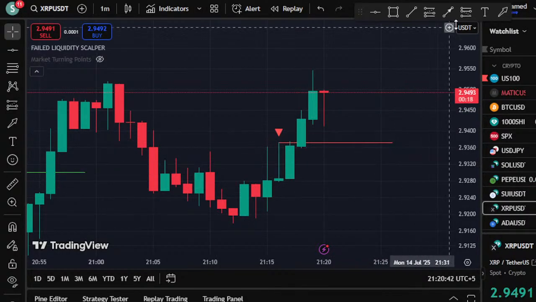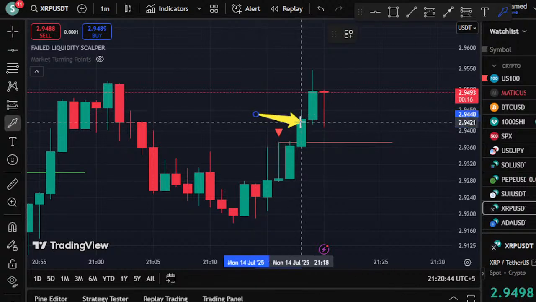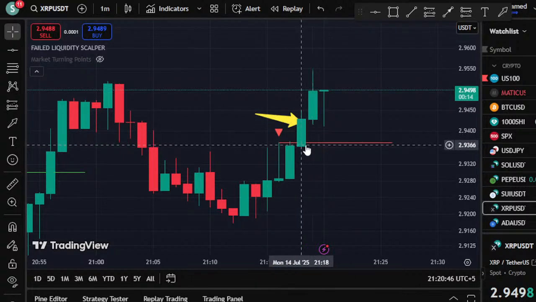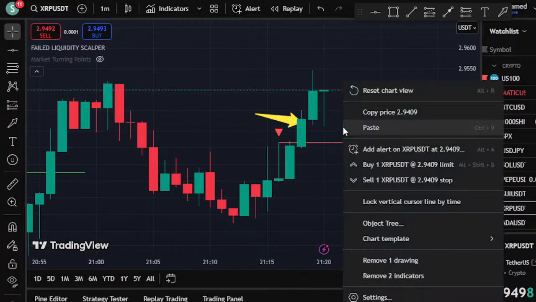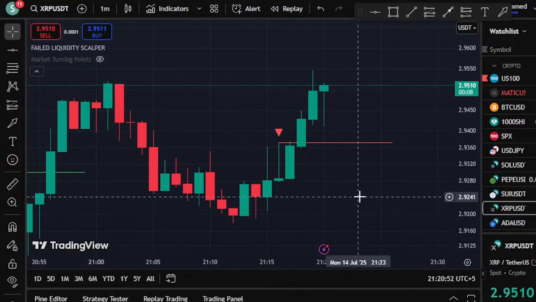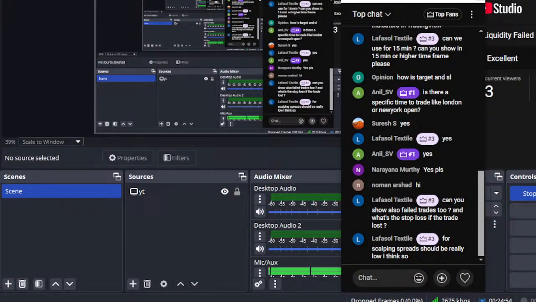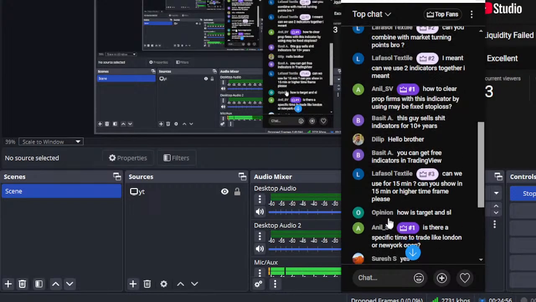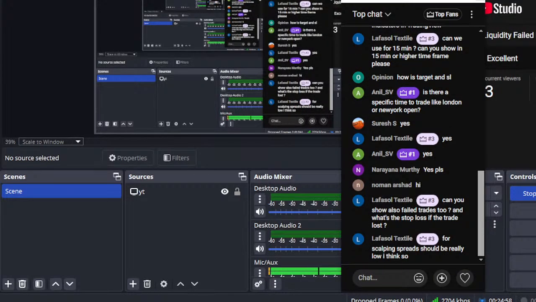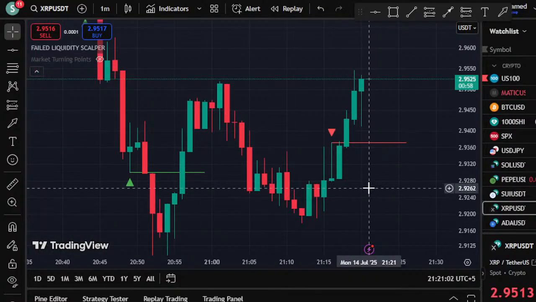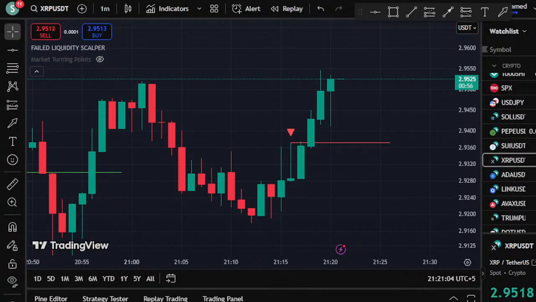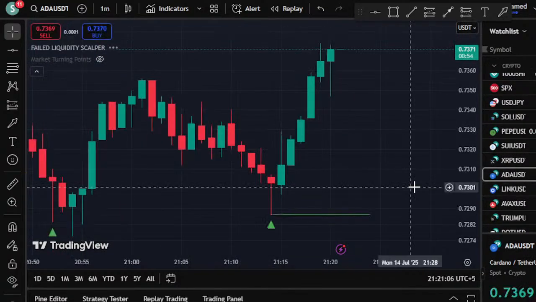Okay, so basically, this is the buy on XRP USDT because the price closed above the signal candle. Okay, guys, more questions. This is the live performance that I'm showing you. Live performance. No one can show you like this because they don't have this indicator. And you can see this is the perfect indicator that has ever been created in trading history.